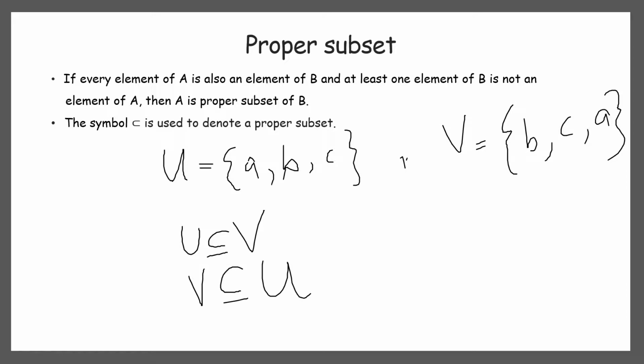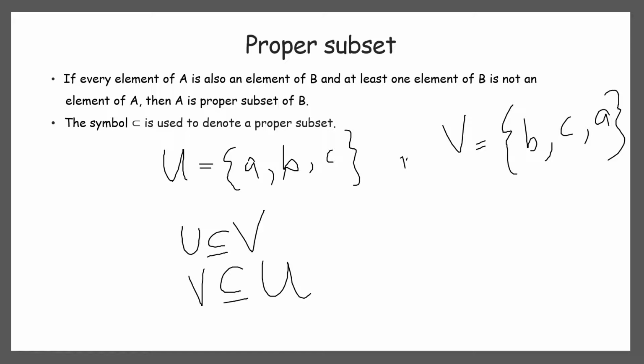Now here they are not proper subsets. U is not a proper subset of V because there is not a single element in V which is not present in U. That is why U is not a proper subset of V, but instead U is a subset of V. And similarly, each element of V is also present in U, and there is not a single element in U that is not present in V. So V is also a subset of U, not a proper subset. So U is a subset of V and V is a subset of U.